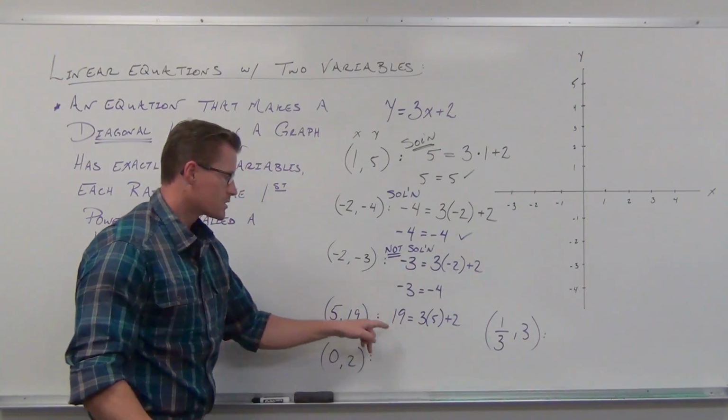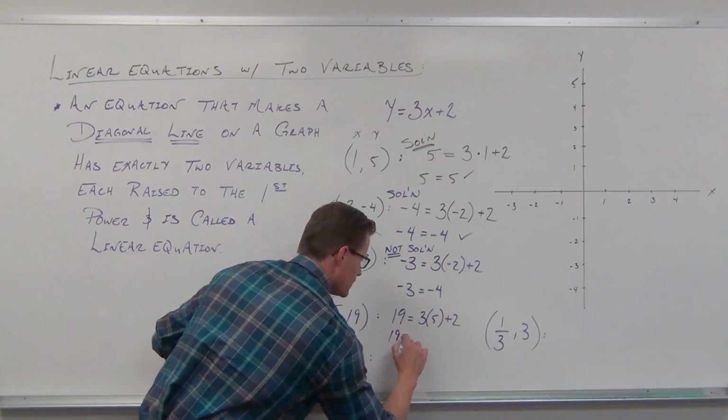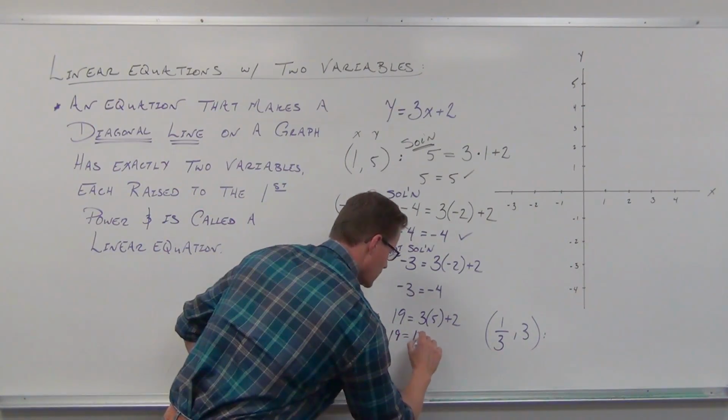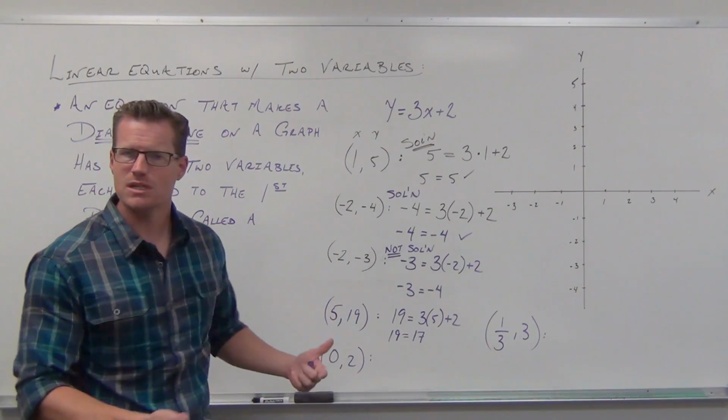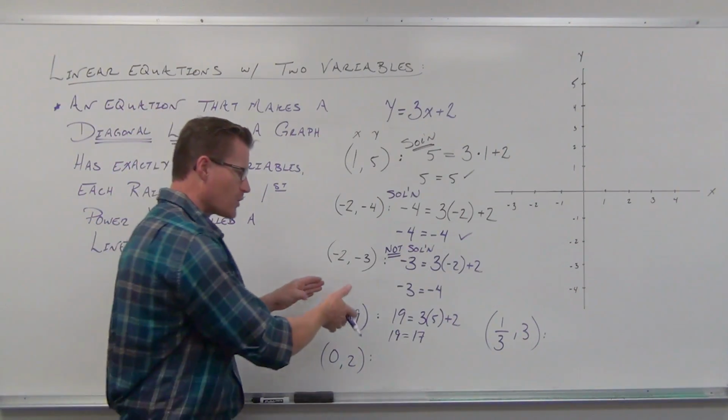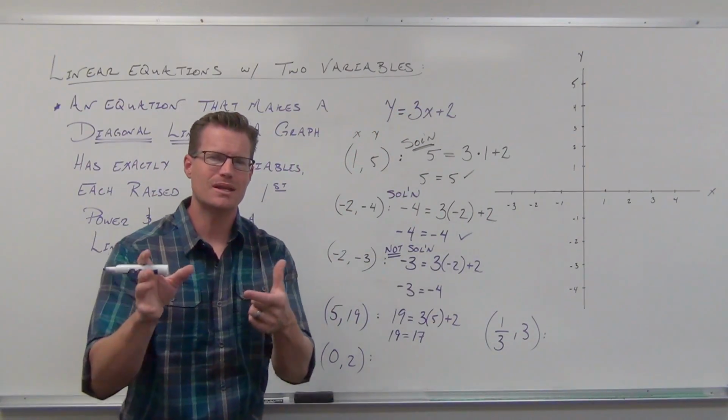Try that. So here on the left-hand side, we have 19. On the right-hand side, we have 17. And you tell me, is that a solution? Is that not a solution? You go, well, that's obviously not true. It's a false statement. It's false that this point is on that line. Are you getting the connection?